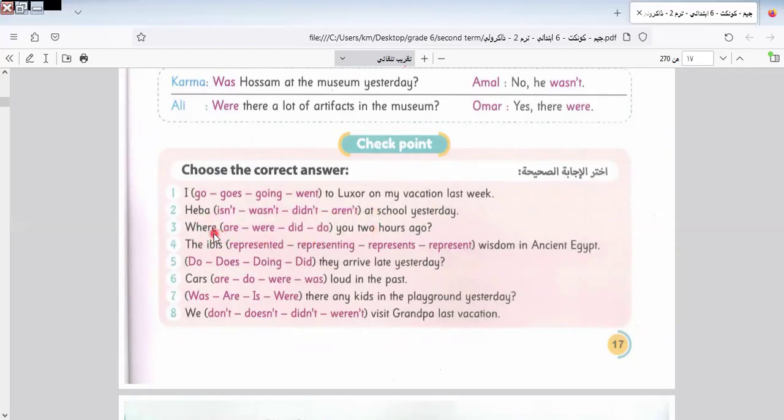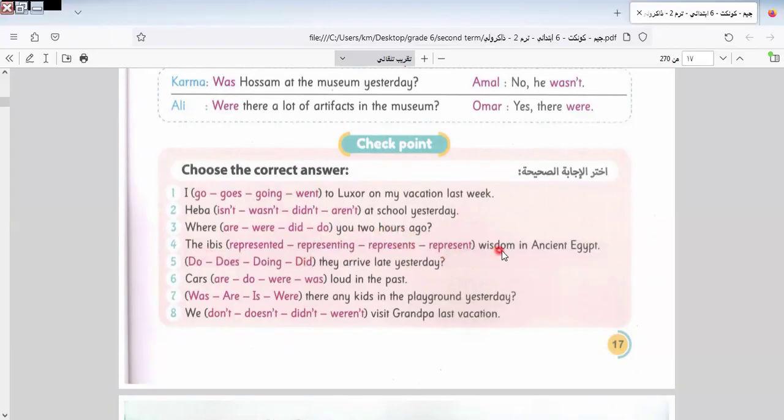Where are, where were, where did you do 2 hours ago? Here it will be where. Where were you 2 hours ago? If I want to put did, where did you do 2 hours ago? So here we have were: where were you 2 hours ago?